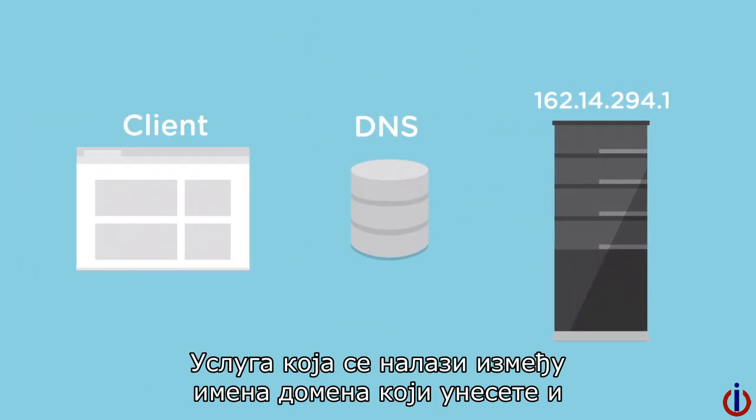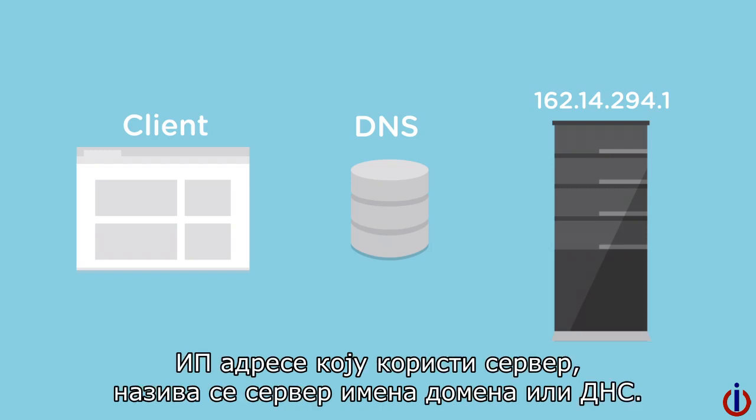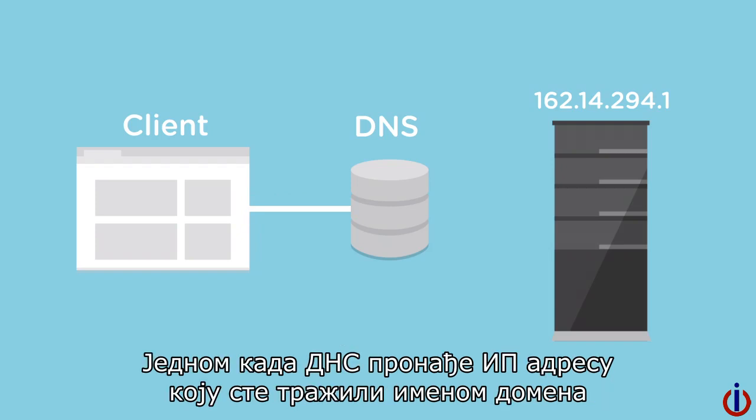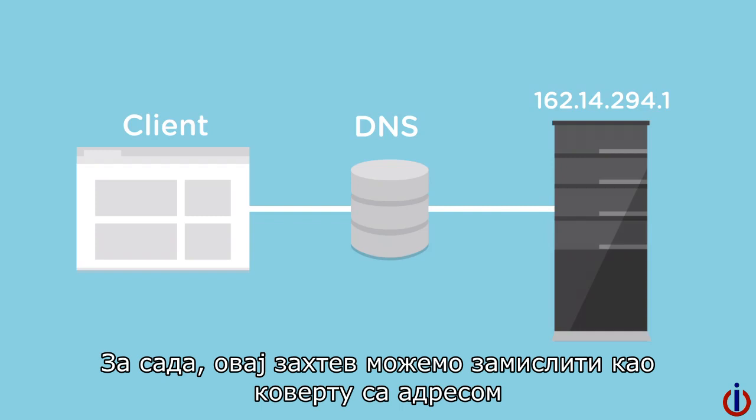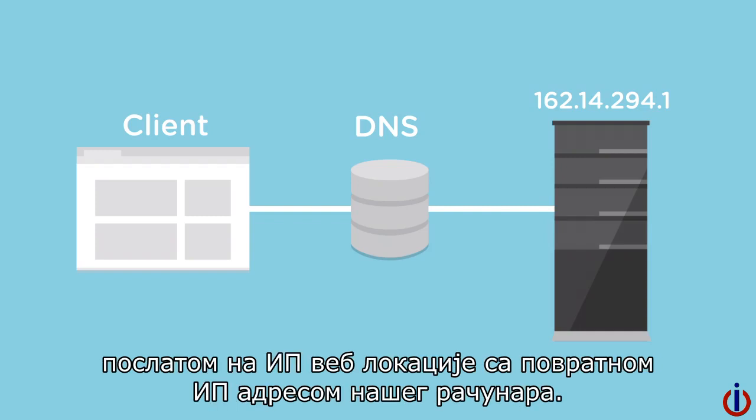The service in the middle, between the domain name you type in and the IP address used by the server, is called a domain name server, or DNS. Once the DNS finds the IP address or phone number you asked for with the domain name, it rushes your request along to the server hosting the website. For now, we can think of this request as a stamped, self-addressed envelope sent to the website's IP with a return address of your computer's IP.